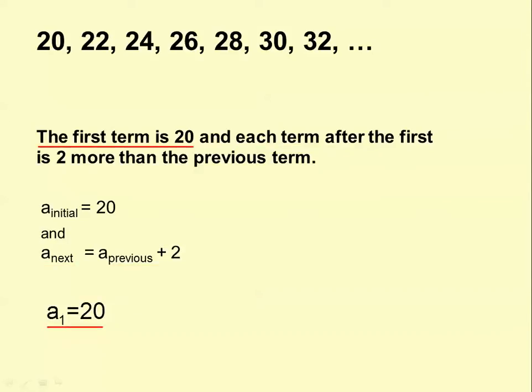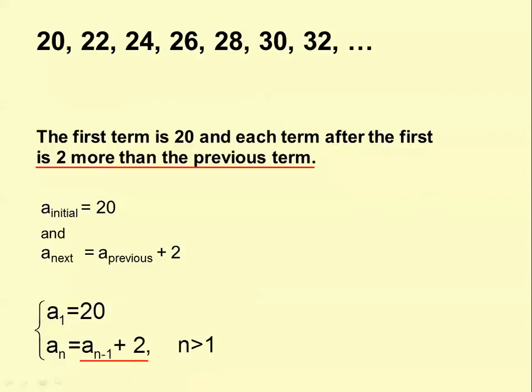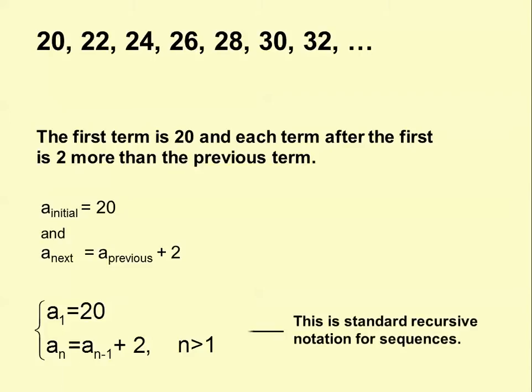A sub 1 is 20. The first term is 20, and each term, a sub n, after the first term, that's n must be greater than 1, is 2 more than the previous term, a sub n minus 1 plus 2. So this is standard recursive notation for sequences.